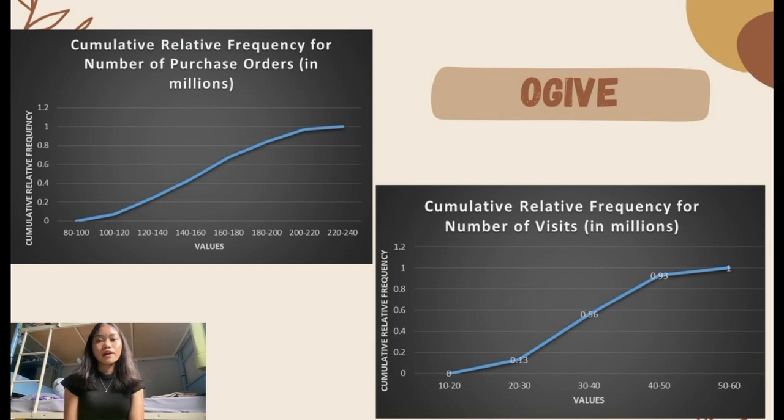On the other hand, high CRF for the number of visits on an e-commerce website indicates that a significant proportion of users have visited the website up to a certain number of times. Values ranging between 40 to 50 million out of the other 4 ranges, which is 0.93, is recorded as the highest CRF for number of visits. For this part, we can conclude that CRF for number of purchase orders is greater than the number of visits by 0.04. That is all for part 1.